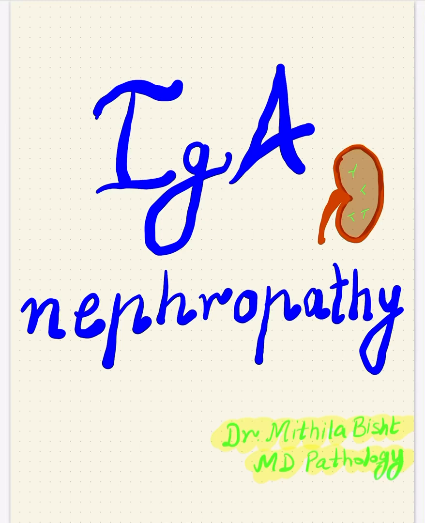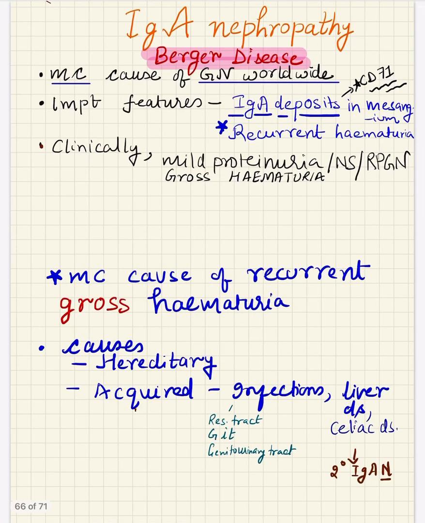Hello and welcome everyone. The topic for the lecture is IgA nephropathy, also known as Berger's disease, and it is the most common cause of glomerulonephritis worldwide. The important feature is that there are IgA deposits in the mesangium of the glomerulus. There is another condition where IgA deposits are seen in the mesangium, which is Henoch-Schonlein purpura.